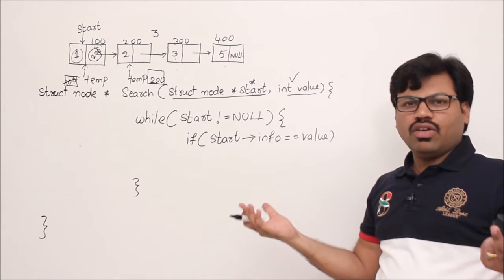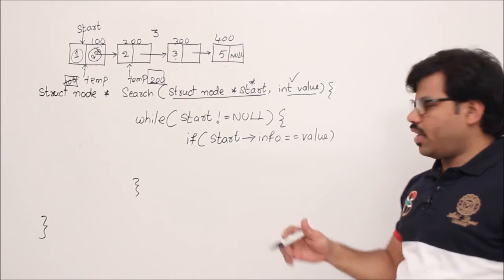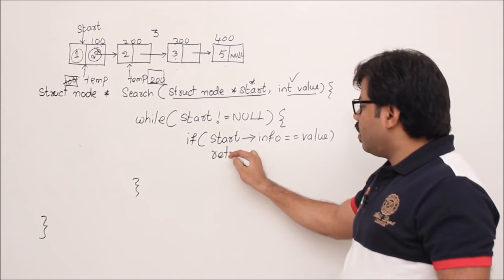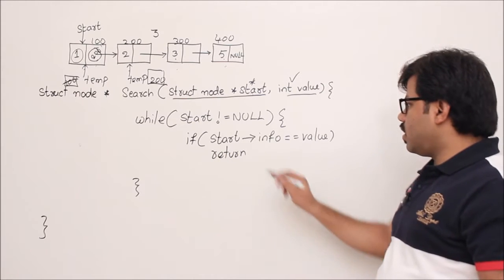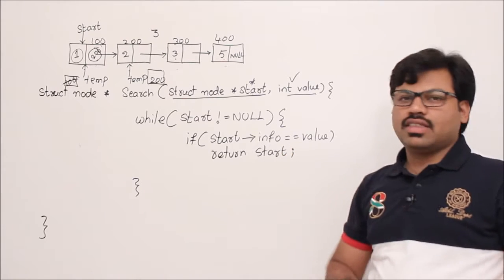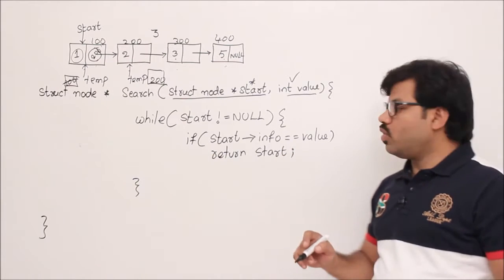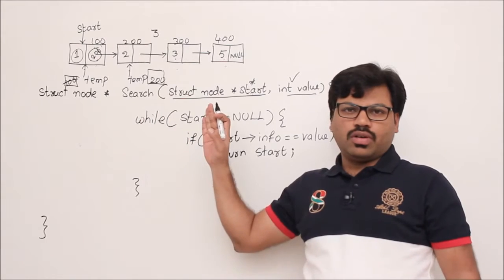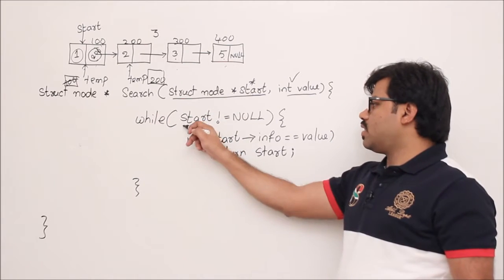Then it is like the end of the program, correct? We got it. Then simply return the box address. What is the box address? It is contained in start. That's why I return start. Else, if this condition is false, then what to do? Again we have to go to the loop, and again we have to check whether start is not equal to null.